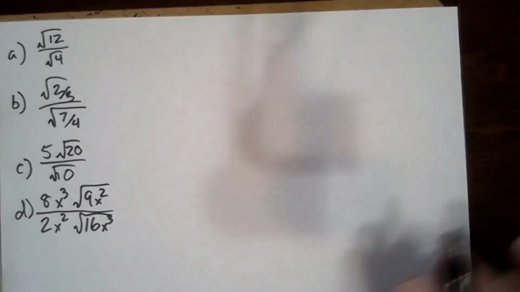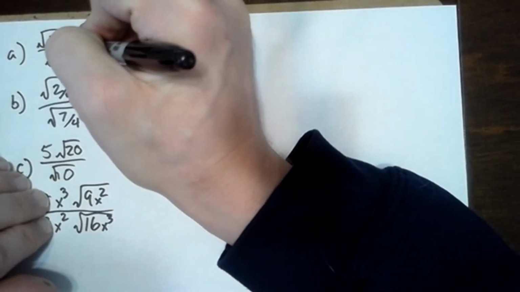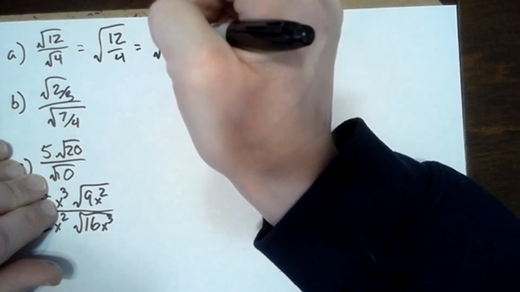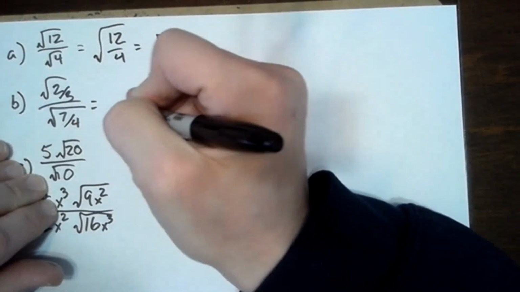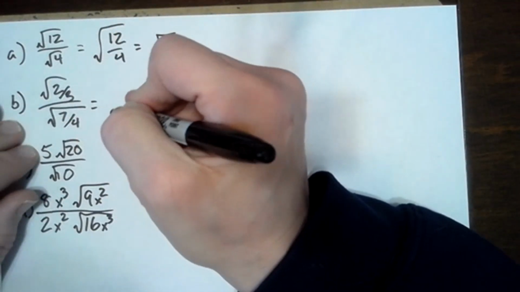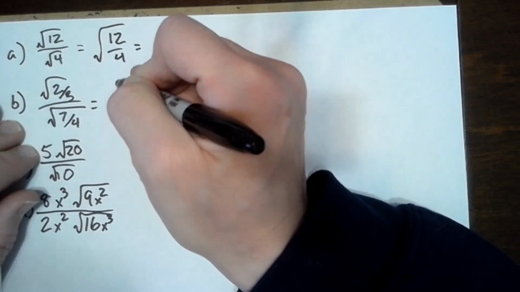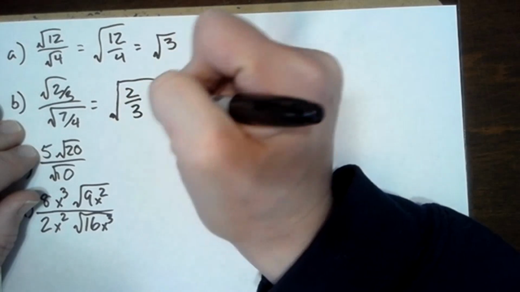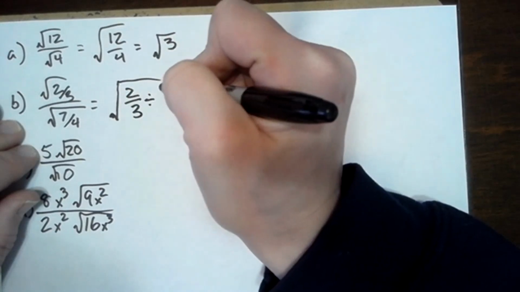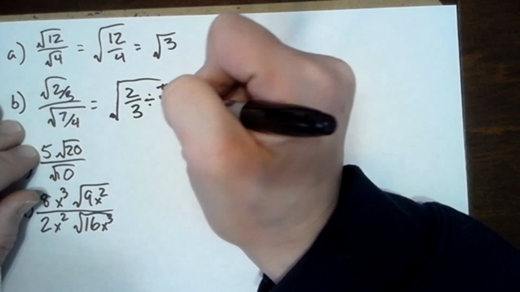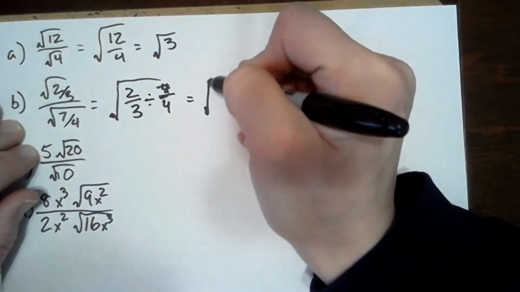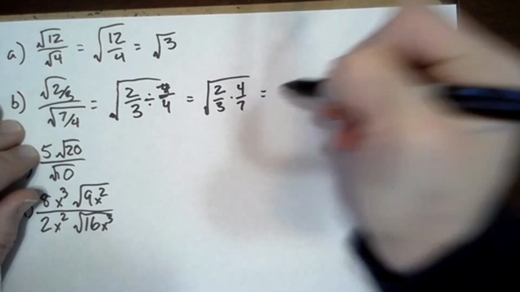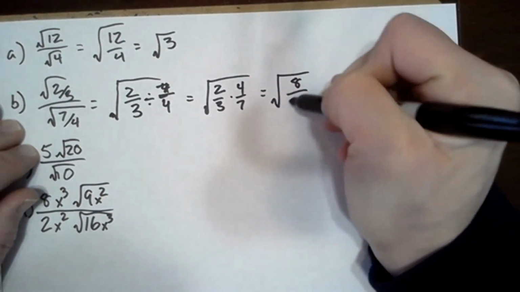We start with the square root of 12 over the square root of 4. Well, that's the same as the square root of 12 divided by 4, which is the square root of 3. When we get the square root of 2/3 divided by the square root of 7/4, we can rewrite that as the square root of 2/3 divided by 7/4, which is the same as the square root of 2/3 times 4/7, which gives us the square root of 8 over 21.